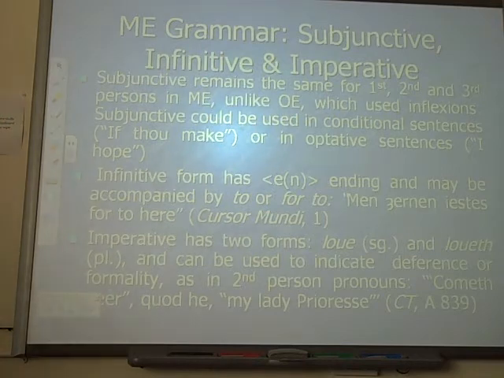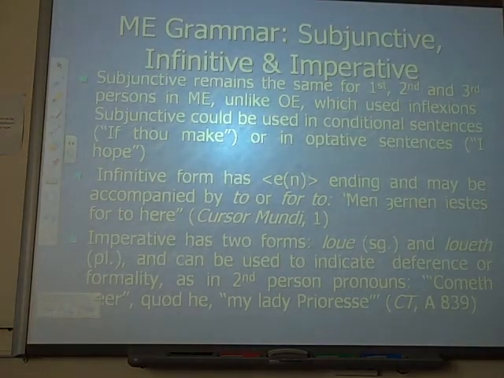And I've only mentioned the imperative really because it's similar to what you get with those second person pronouns, where if you're addressing someone who is of a higher social status than yourself, or you want to preserve a certain kind of formality, then you use the plural. So cometh should really be plural.